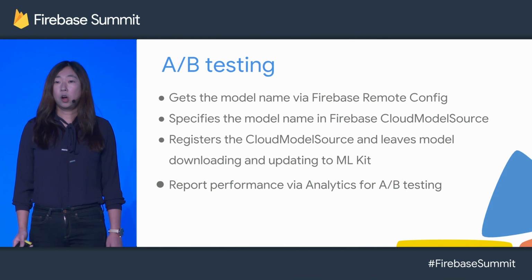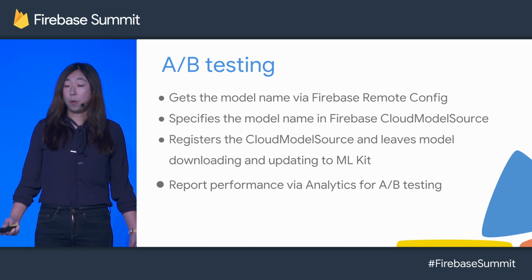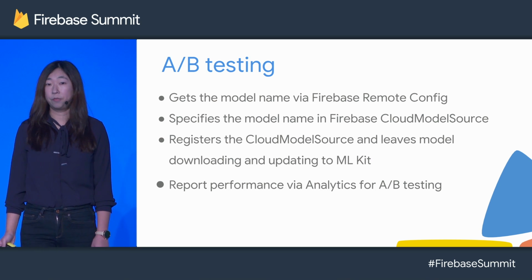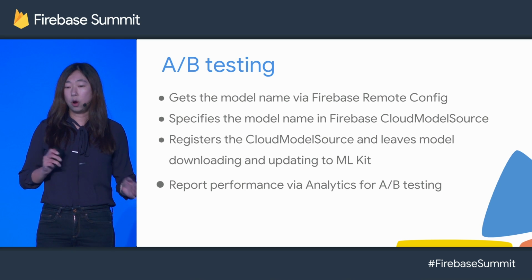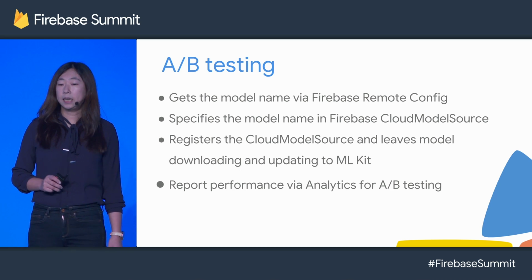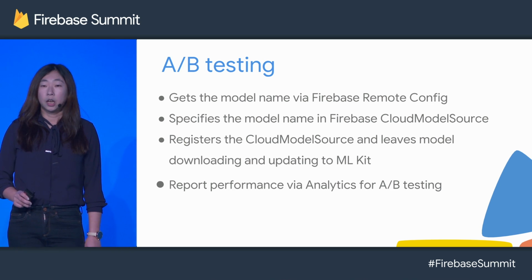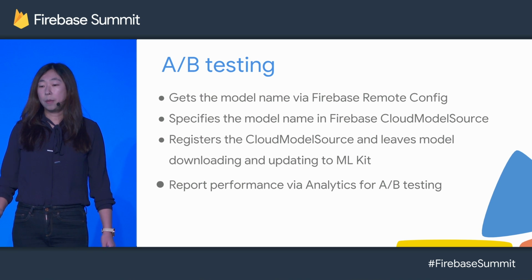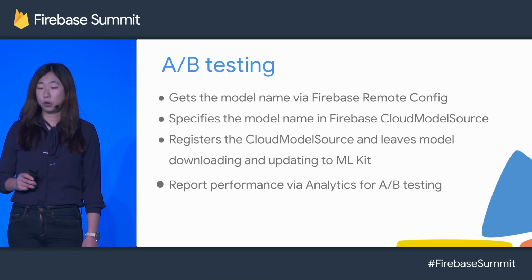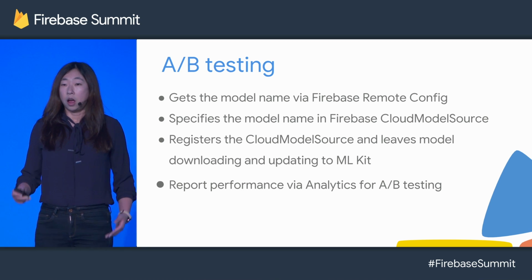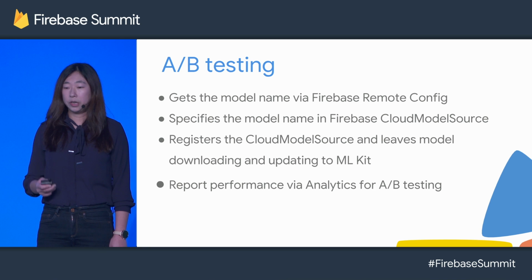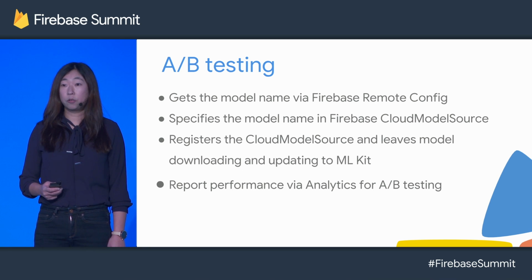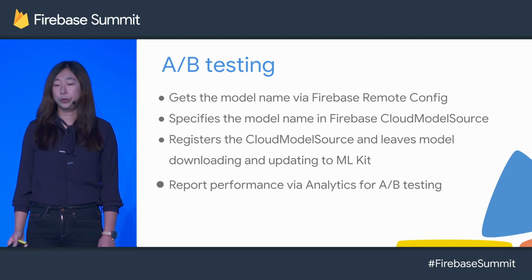So first of all, you need to create an experiment for your model name via Firebase Remote Config. Then in the Remote Config SDK on both Android and iOS, you can easily get the model name. You specify the model name with Firebase Cloud Model Source and register your Cloud Model Source with Model Manager. From there on, you can leave everything to MLKit, which will fully take care of downloading the model for you, updating the model for you.